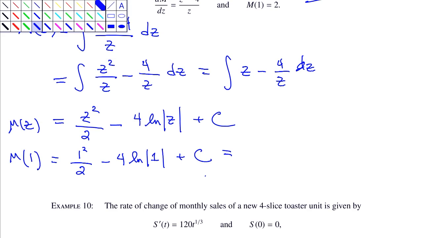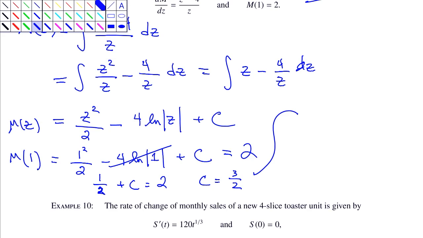Now, what should this be equal to based on the initial value? It should be equal to 2. Notice I can now solve for c. 1 squared over 2 is 1/2. The natural log of 1 is 0, so all this is gone. So plus c is equal to 2. So c is equal to 3/2. And then your answer to this is going to be the m of z function. So it's going to be z squared over 2 minus 4 natural log of z plus 3/2.